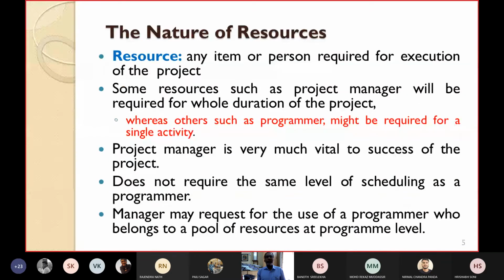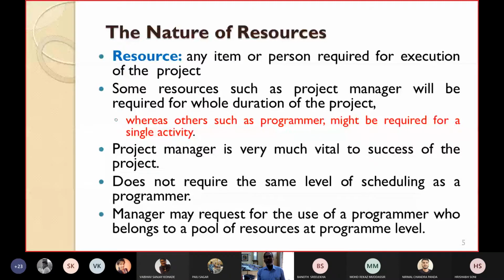Then we'll discuss the nature of resources. What could be the nature of resources? Let's first define what we mean by resource. You already know, but let's formally define it. A resource is any item or any person which may be required for execution of the project. For execution of the project, whatever item or person you require, you can term it a resource.